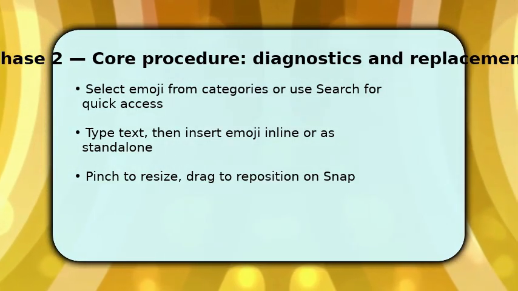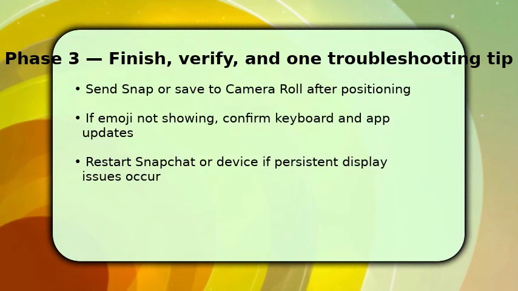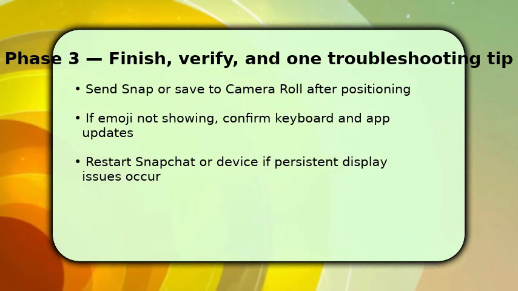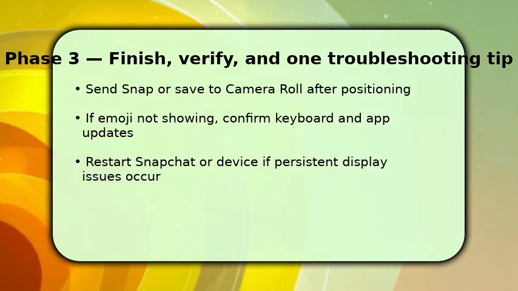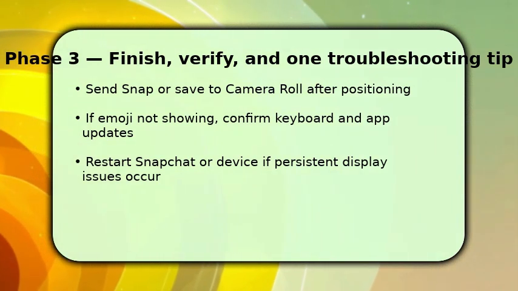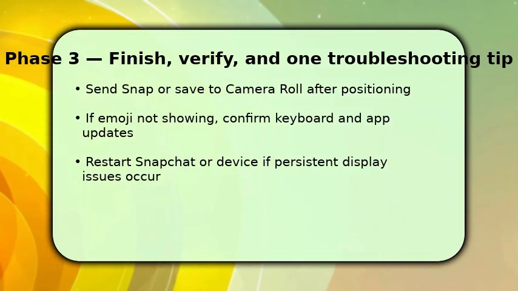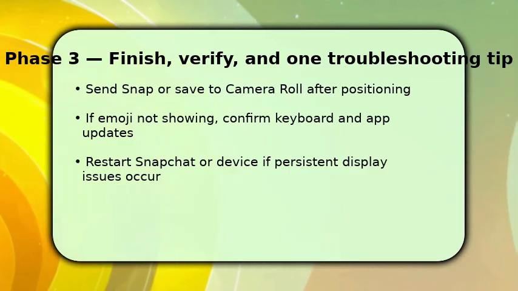To finish, review placement and then send the snap or save it to your camera roll. Once done, check how the emoji appears on the recipient's device. Platform differences can change appearance, so choose emoji accordingly. If emoji fail to appear, make sure iOS and Snapchat are updated. Outdated versions often cause rendering problems.